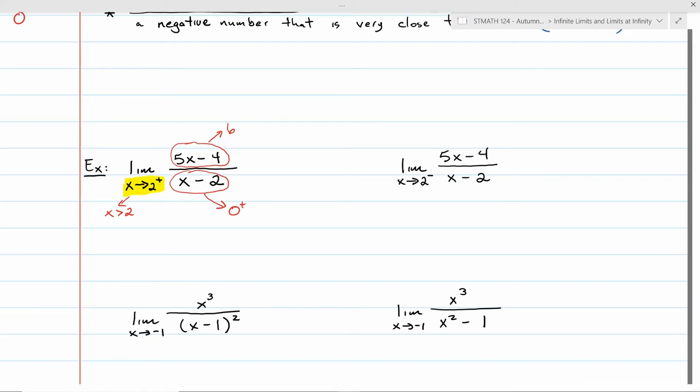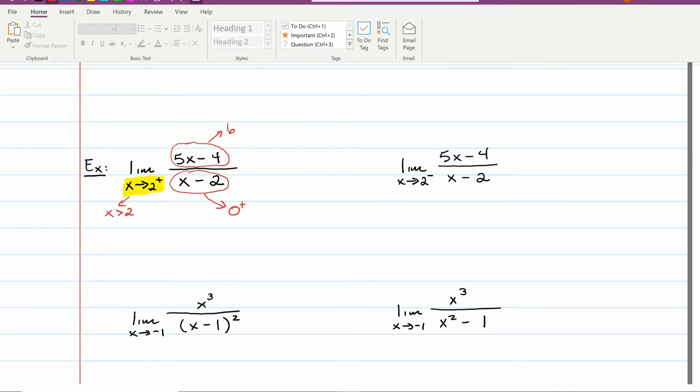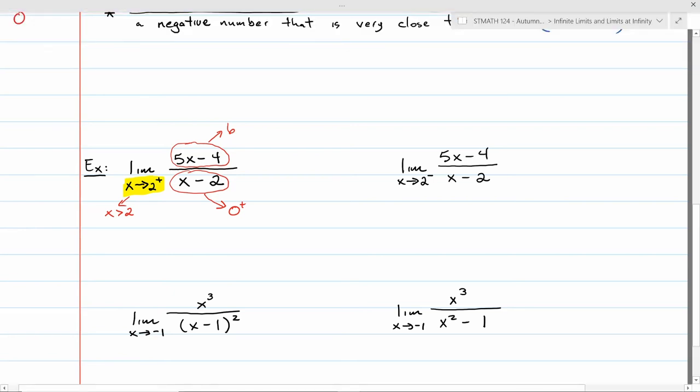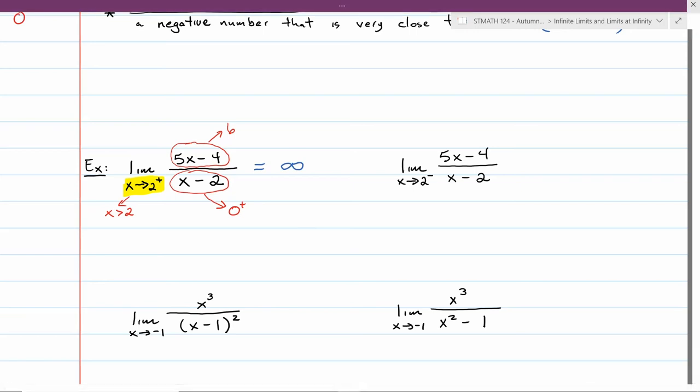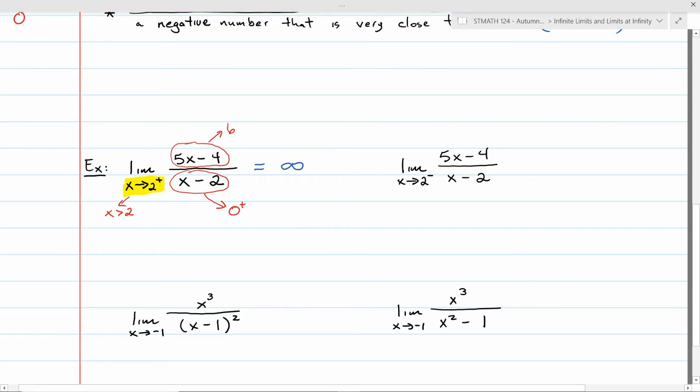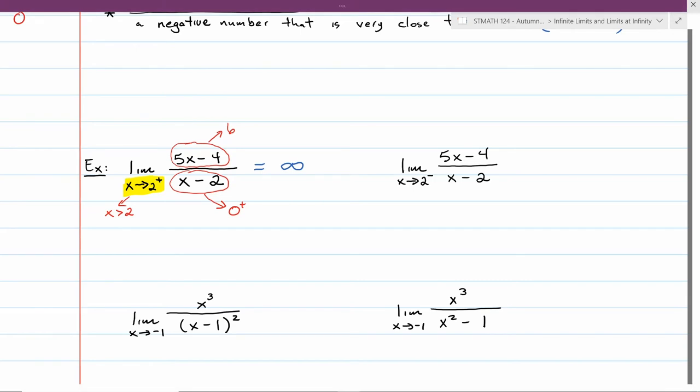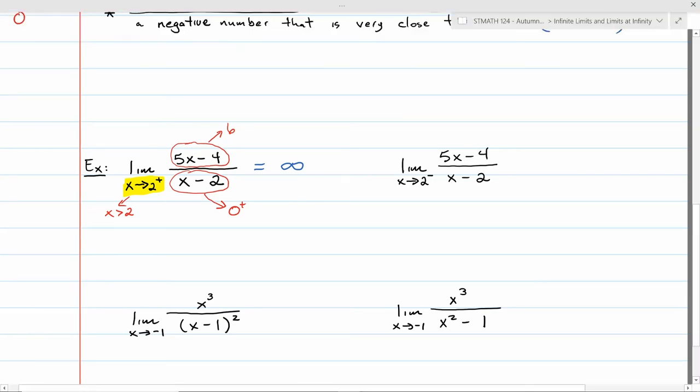So the result is that because the numerator is positive and the bottom is going to 0 and is positive, we're getting positive infinity here. You just have to think about the numerator and the denominator separately for a second. It doesn't take very long. We can look at the left-hand version of this very same limit.